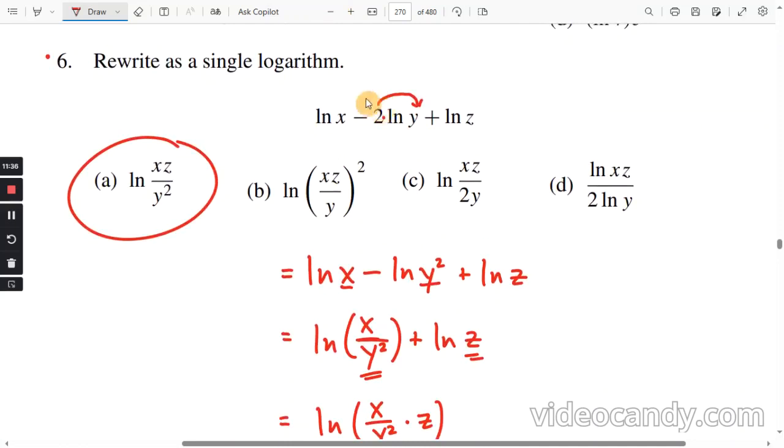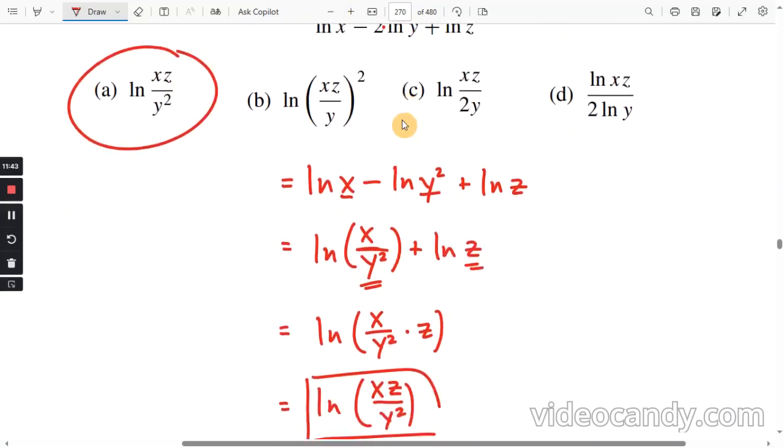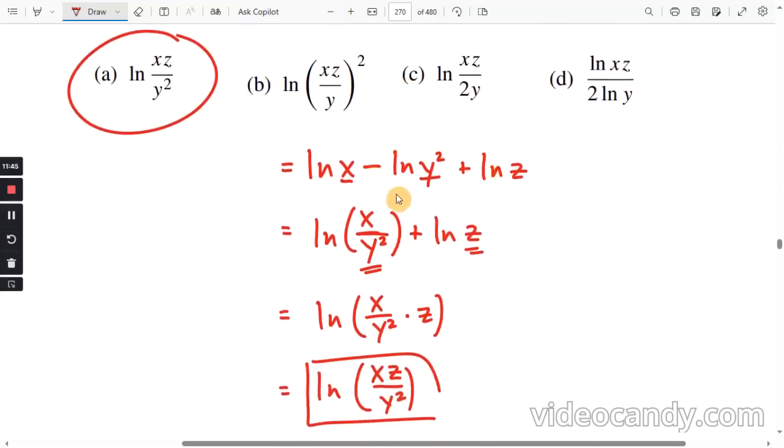So when you write it as a single logarithm, to condense it, you do the power rule first, and then you can work on the quotient and product rules from there.